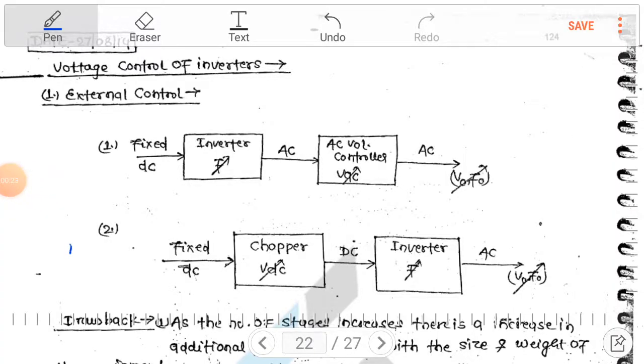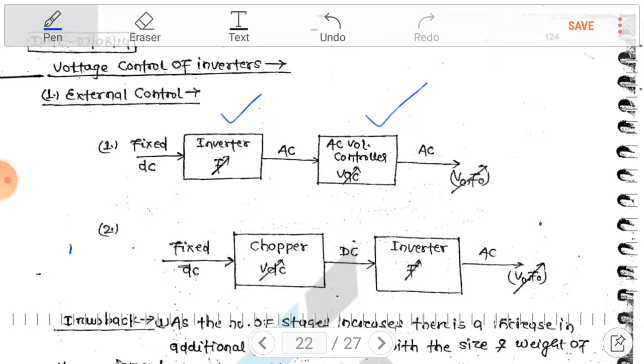Voltage control of inverters. First one is external control. In external control, we can control the frequency using the inverter module, and then to control the magnitude of the voltage we will use an AC voltage controller in cascade connection with the inverter at the output side.